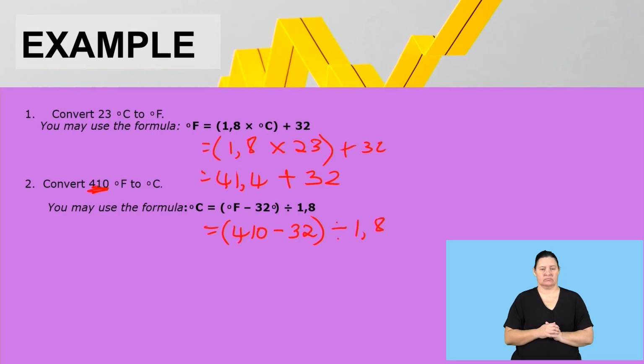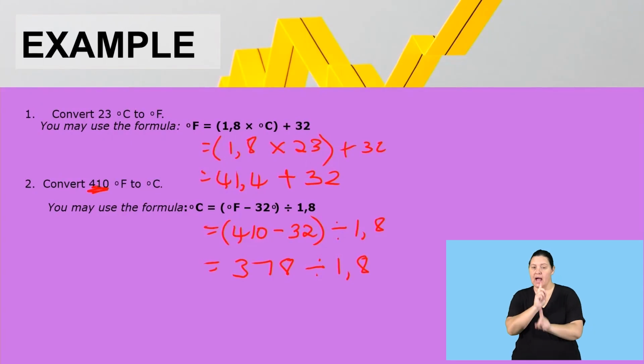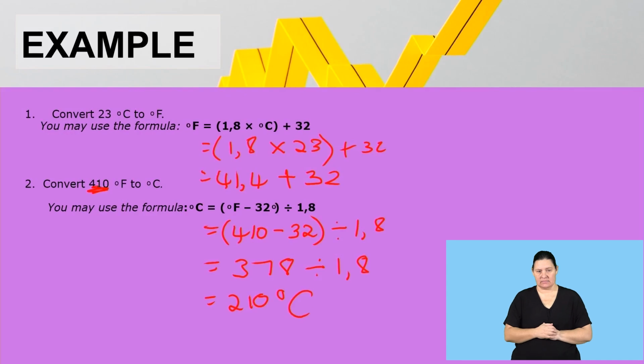All right, so therefore I'm going to type in now 410 minus 32. So when I simplify 410 minus 32, I get an answer of 378. So that 378 I'm going to divide by 1,8. So 378 divided by 1.8 gives us an answer of 210. And remember, we're calculating degrees Celsius. All right, so I hope that makes sense.